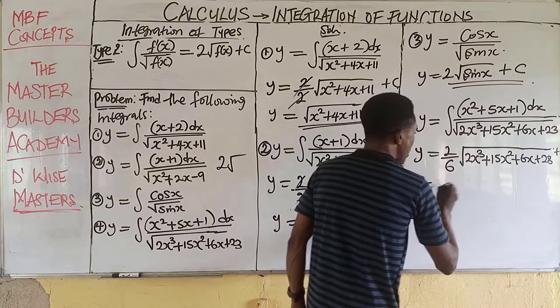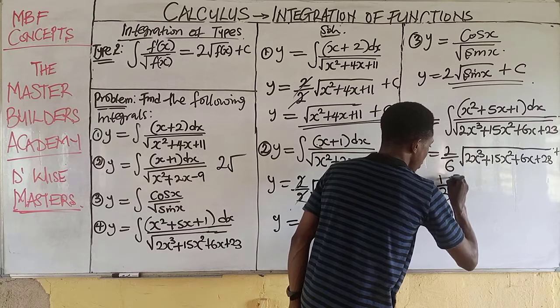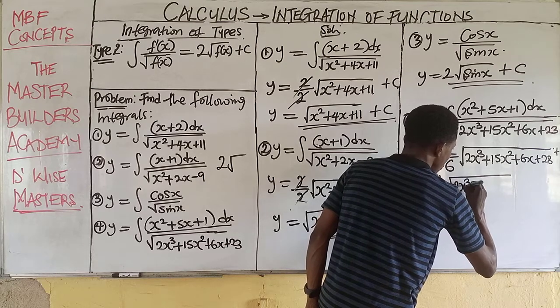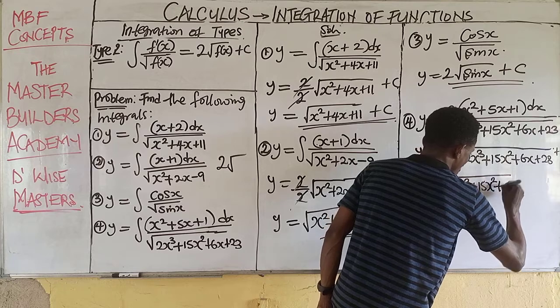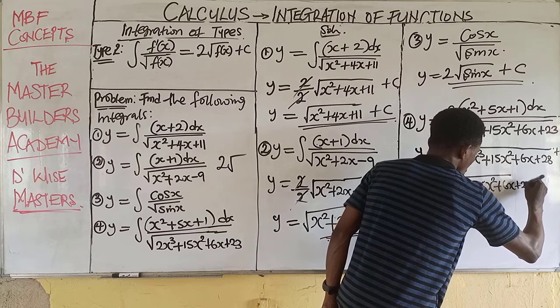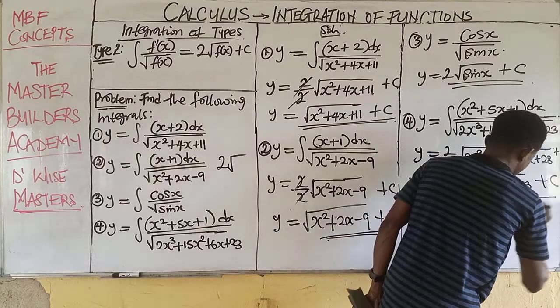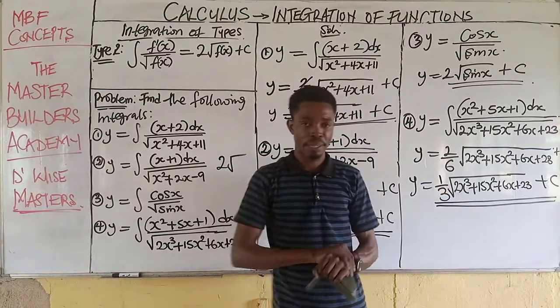Then 2 is a factor of 6. Therefore, 2 into itself is 1. 2 into 6 is 3. Then we have the square root of 2x cubed plus 15x squared plus 6x plus 23. Then plus constant. This is the answer to this very type.